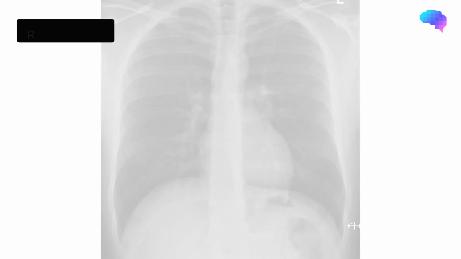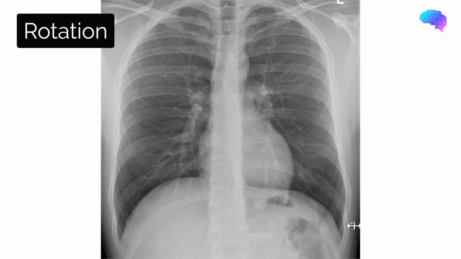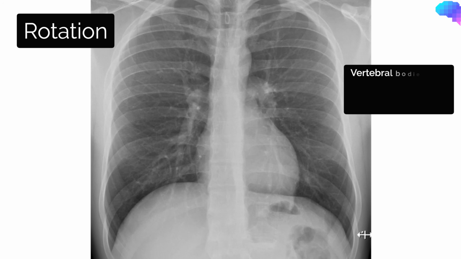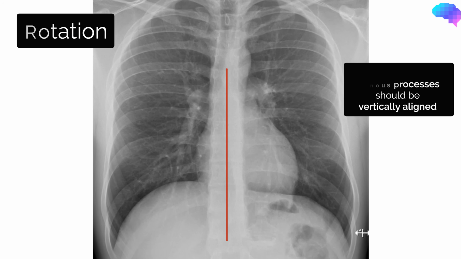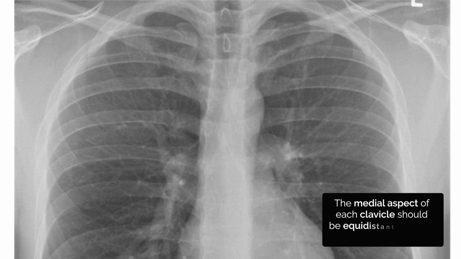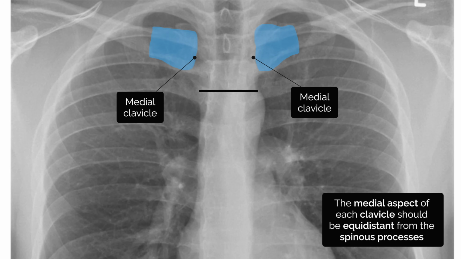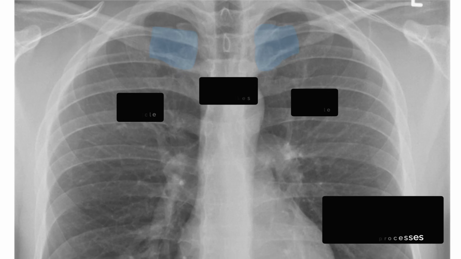If the patient is rotated, it can become very difficult to appreciate any abnormal anatomy or pathology. When the patient is correctly positioned, the vertebral bodies and spinous processes will be vertically aligned. You must also assess the medial aspect of each clavicle, which should be equidistant from the spinous processes.